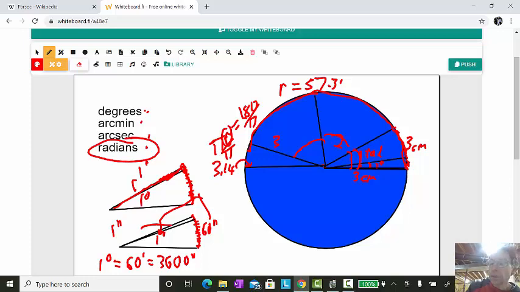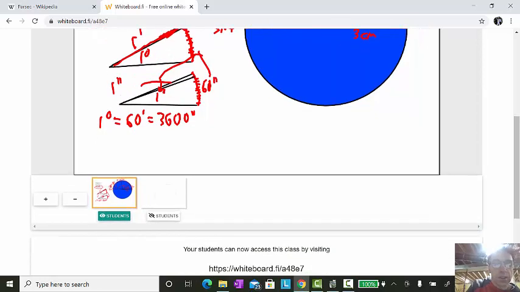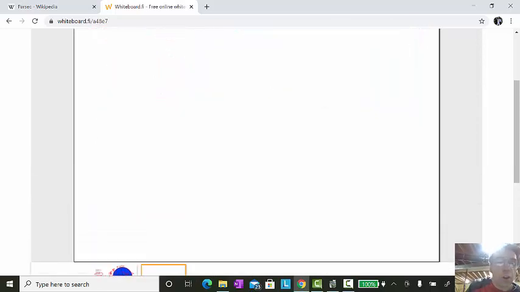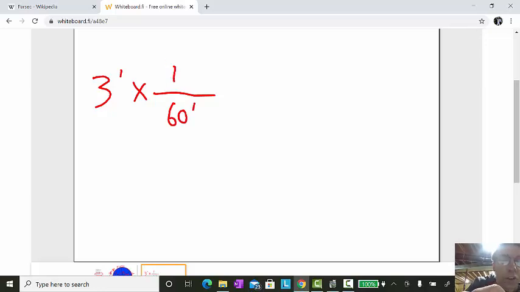So let's do a practice problem. Let's say that we have 3 arc minutes, and I'm asking you to convert that to radians. So for every 60 arc minutes, there's 1 degree. And for every 57.3 degrees, there's 1 radian.